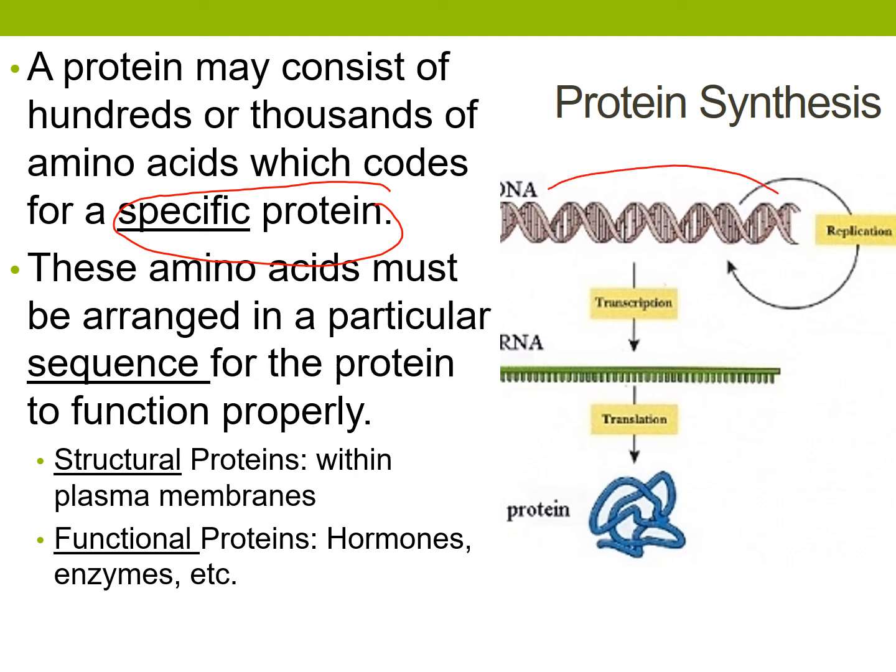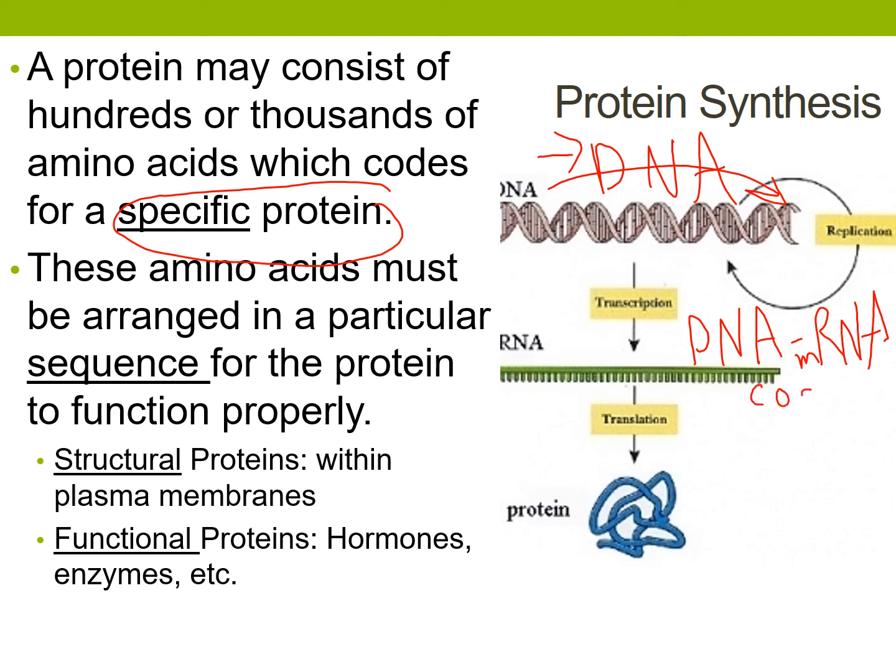Remember, DNA replicates itself, right? So this is DNA to DNA. What is transcription? DNA to RNA. And which RNA? mRNA. Okay. Then we have, and we use the codon wheel to get the amino acids. Once we get that, we have translation.